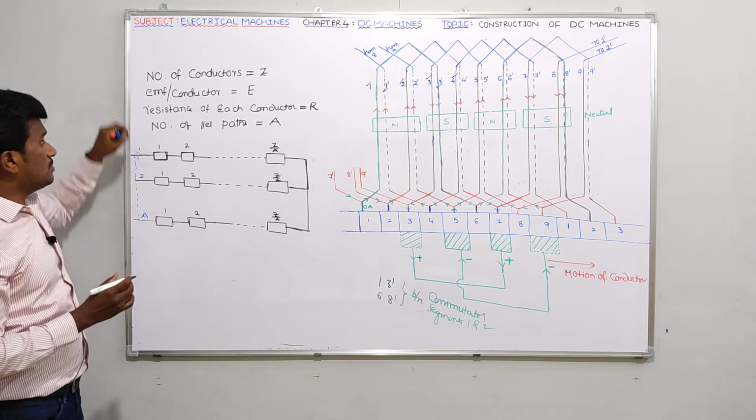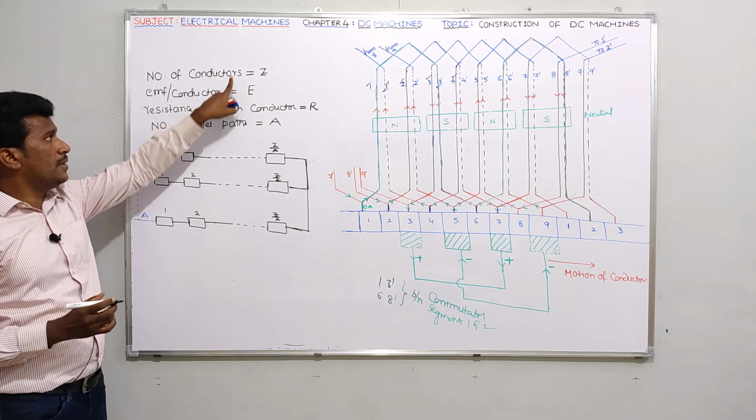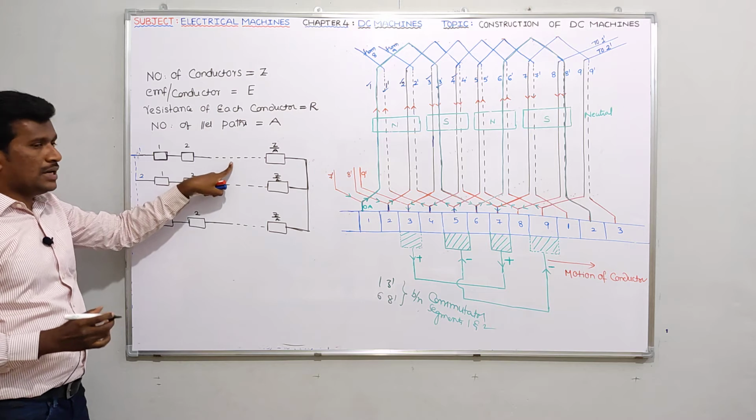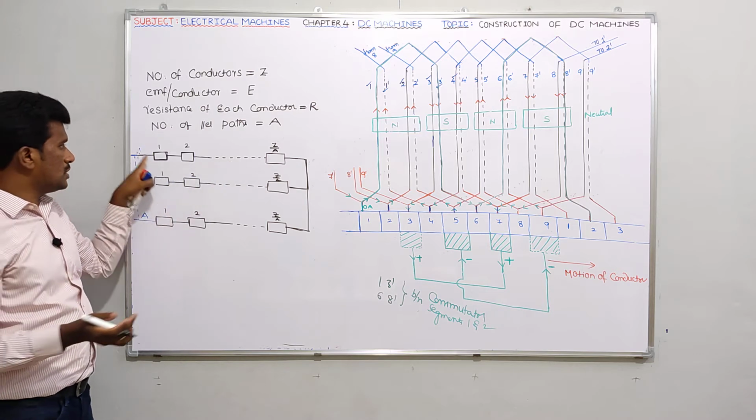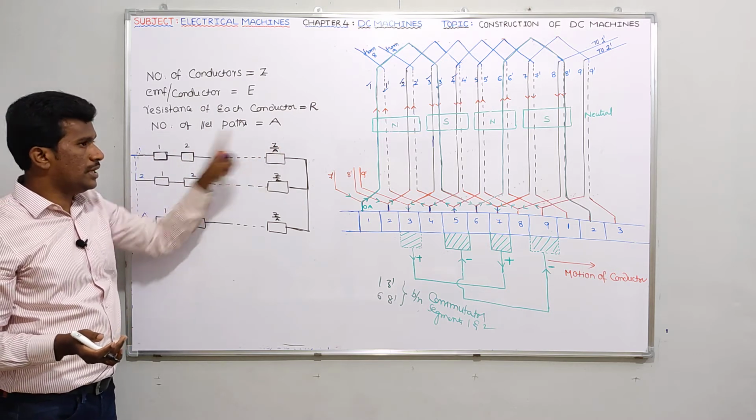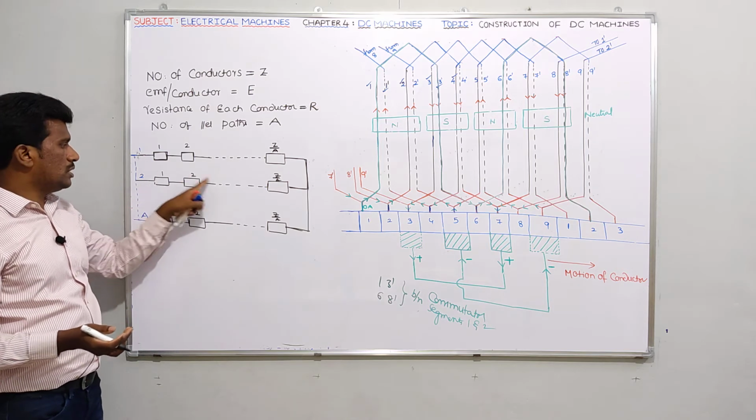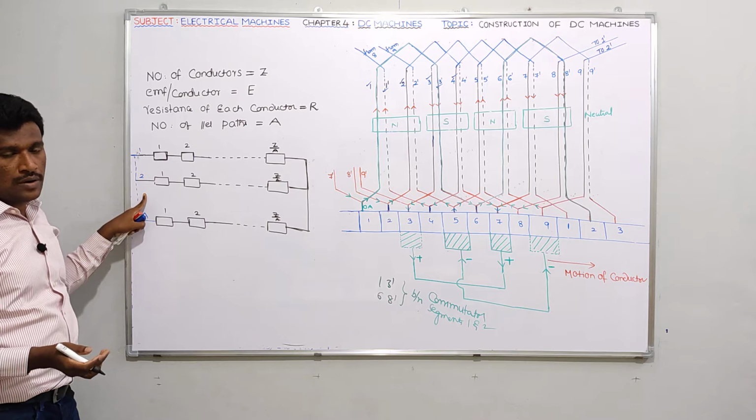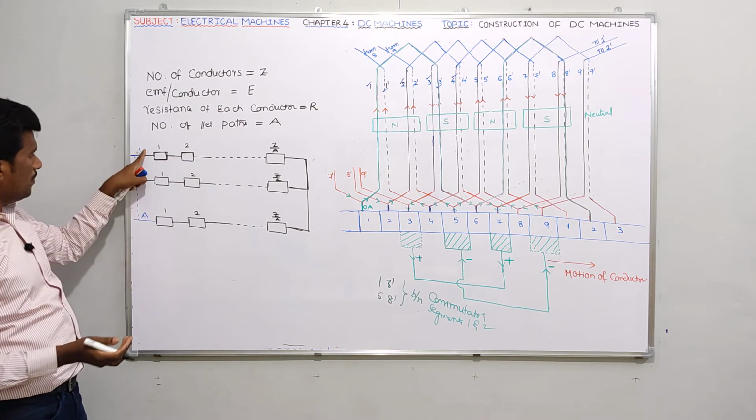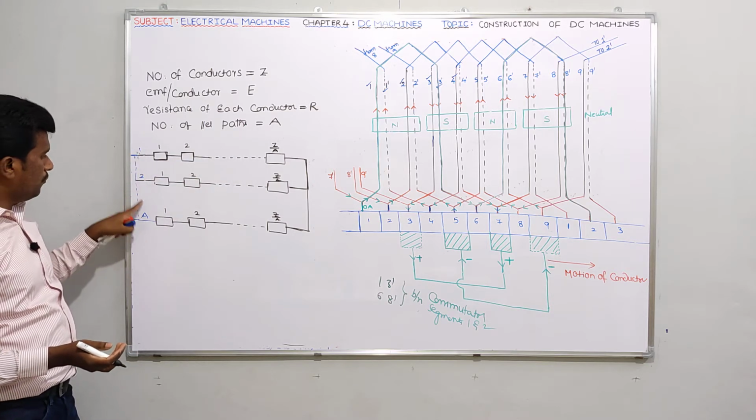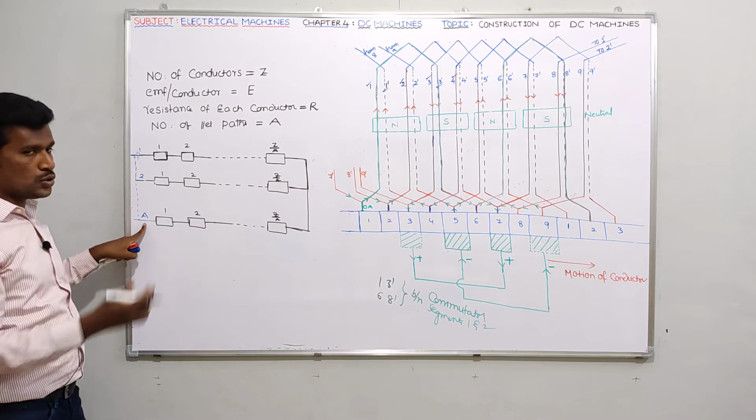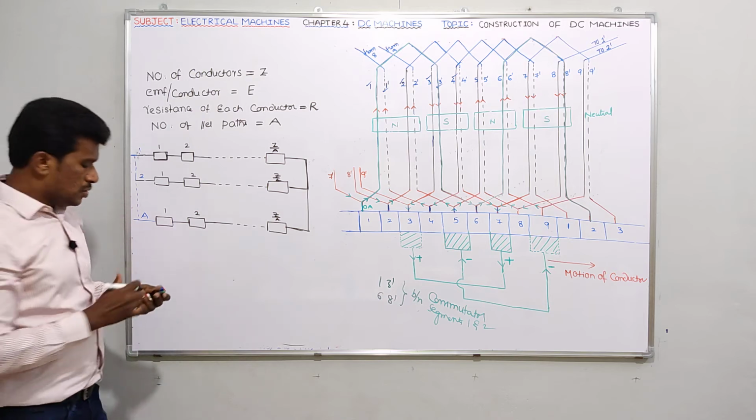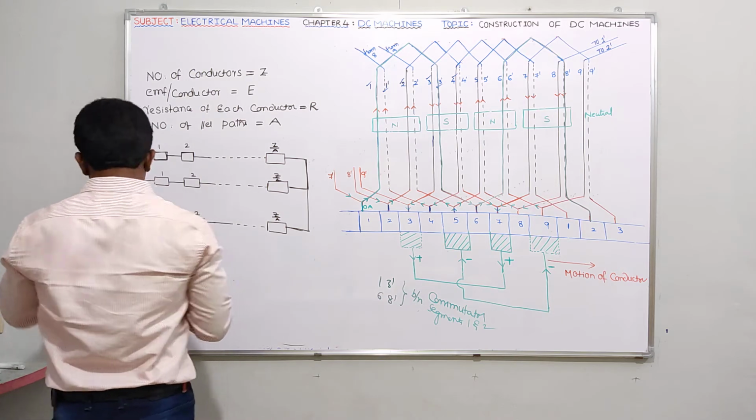Suppose the total number of conductors is Z and the number of parallel paths is A. In each parallel path I can place Z by A conductors: 1, 2, 3, 4 and so on up to Z by A. In this parallel path also 1, 2, 3, 4 and so on up to Z by A. Like this we have A parallel paths: first parallel path, second parallel path, 3, 4 and so on up to A. Once again, 1, 2, 3, 4 and so on up to Z by A. Okay, now let me ask a very simple question.